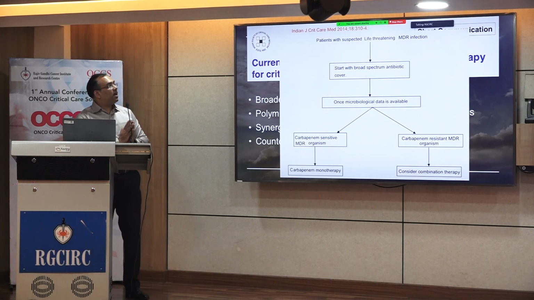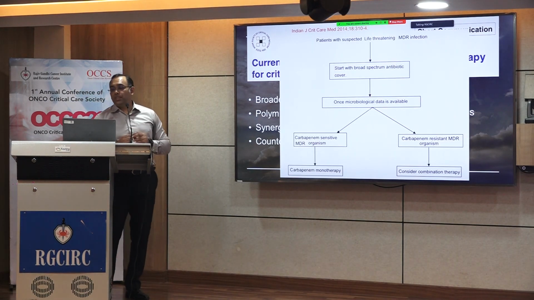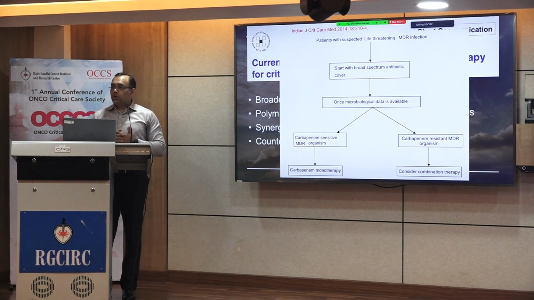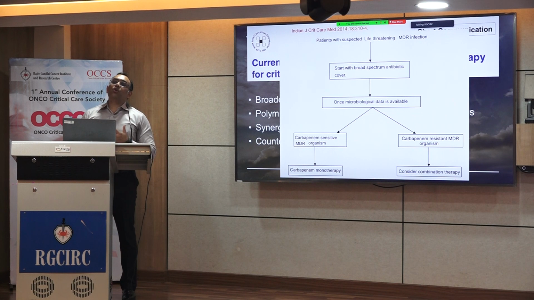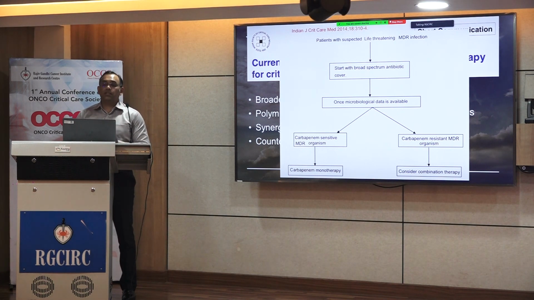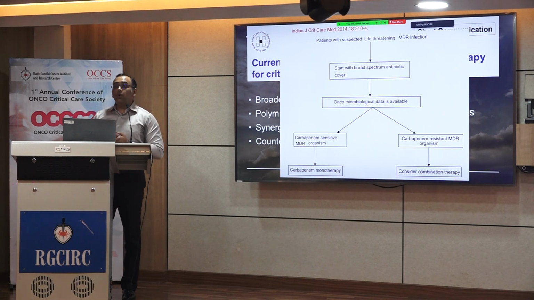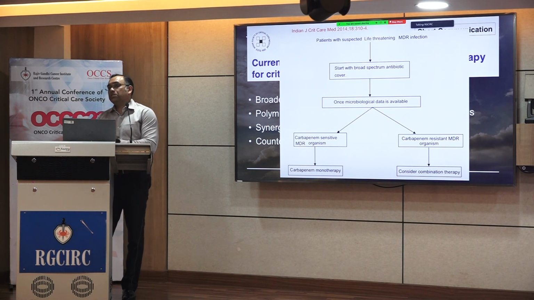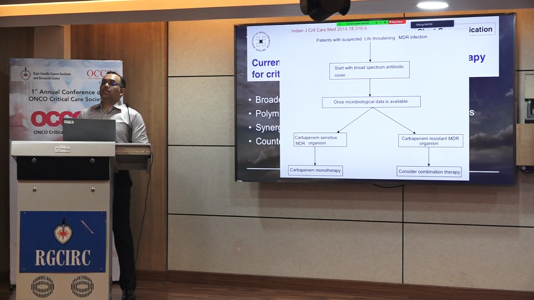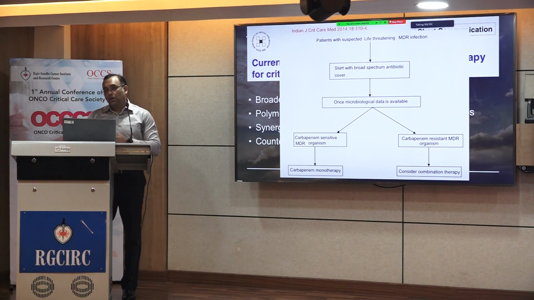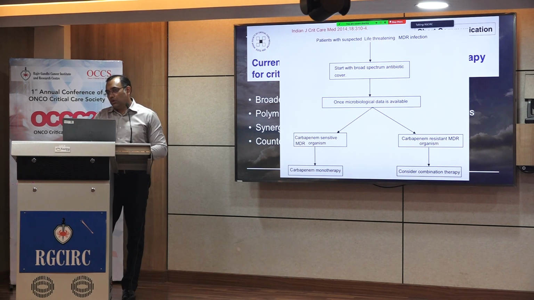They said that if you are suspecting a patient with MDR infection, start with a broad spectrum antibiotic. Once your microbiological data is available, look for carbapenem resistance. If your patient is sensitive, then you can continue with monotherapy. But if your patient is carbapenem resistant, then you have to add a combination therapy, and the combination will depend on your genotype and the local antibiogram.